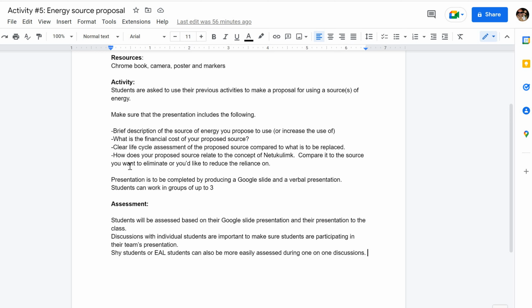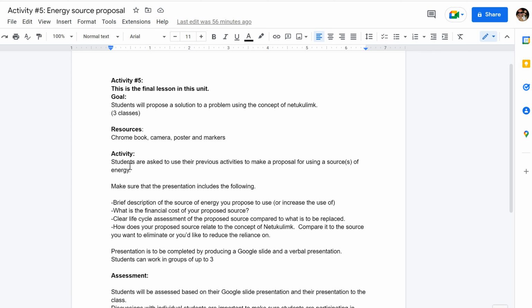For their products, students need to create a Google Slides presentation and then present their work in front of the class. So they would allow time for discussion as well. And that would be it.